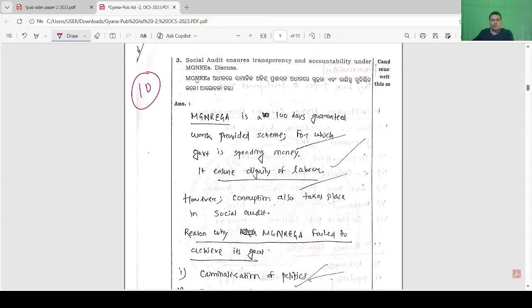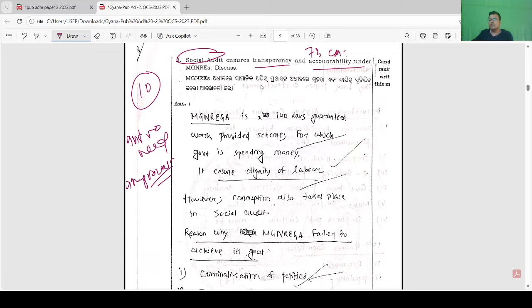Third question, yes, social audit, he got 10 marks. Social audit ensures transparency and accountability. Intro again I am not satisfied. Intro needs improvement. Because 176 is possible, he is at 162, that means 14 to 16 marks less. So here for social audit you should start with the 73rd CA.